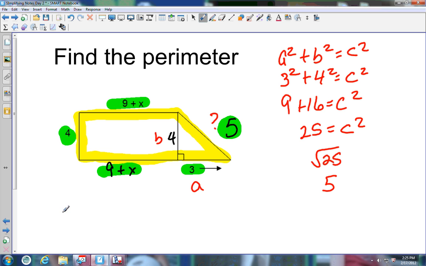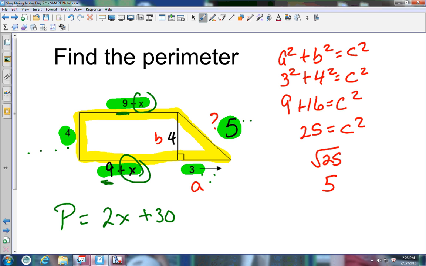Well, let's start for the perimeter. I have x and x, which is 2x. Then we've got 9, and 9 is 18, 19, 20, 21, 22, 23, 24, 25. 5 more is plus 30. So there's my perimeter.